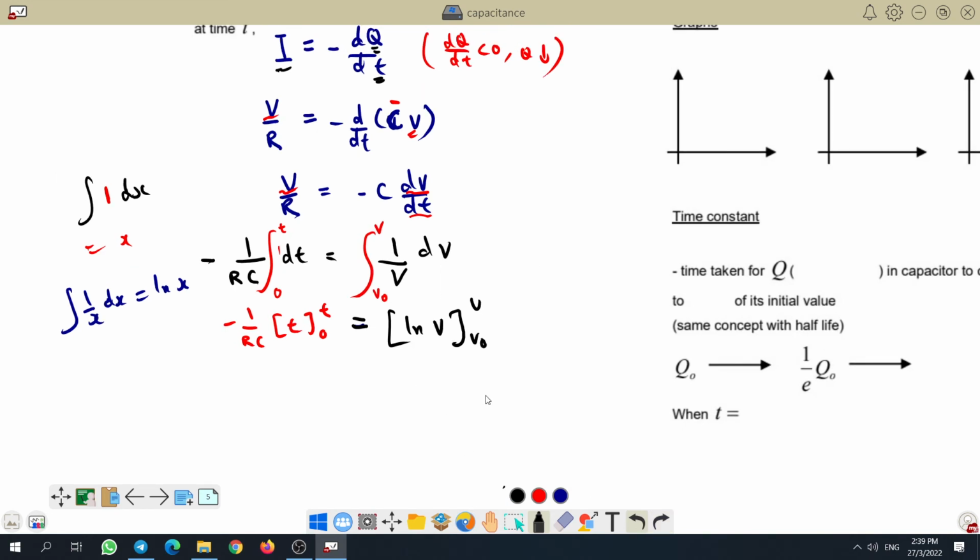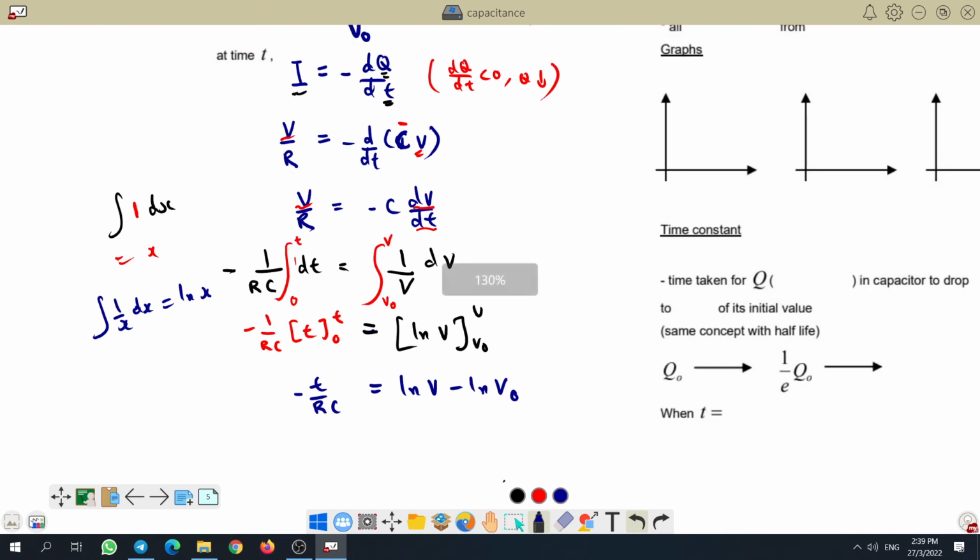So this is t minus 0, so just t. So negative t per RC equals ln v minus ln v naught. But you know ln minus 1... What? Divide.